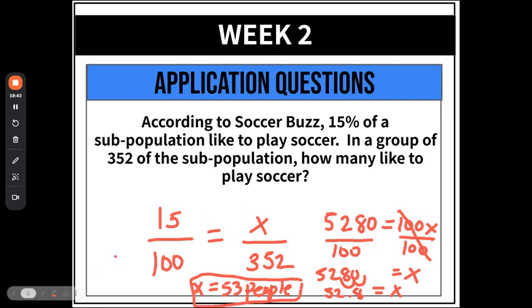Okay. And like I said, it's always helpful to go back and look at the problem and make sure our units make sense and our answer makes sense. Okay, awesome. Great job here, guys. I hope this helps.